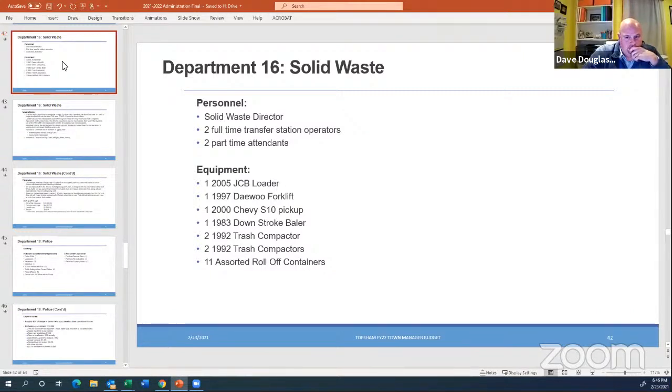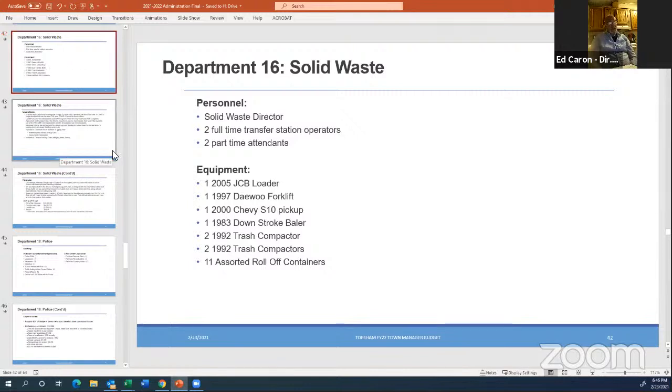Equipment is a 2005 JCB loader, which is starting to show its age as well. We have a 97 Daewoo forklift, 2000 S10 pickup truck that I keep running, 1 downstroke baler, 2 trash compactors. Well, we actually have 4 trash compactor cans and assorted roll-off containers.